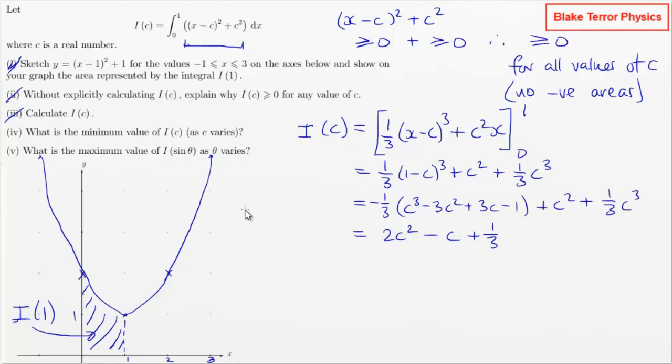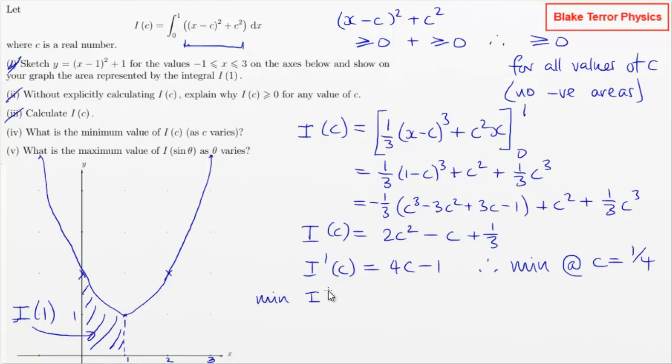What is the minimum value of I of c as c varies? Right, so this is our I function of c. So let's differentiate that. And we will get 4c minus 1. Therefore, we get a minimum at c is equal to a quarter. So the minimum I as a function of c is equal to I of a quarter, which is equal to 2 divided by 16, so an eighth, minus a quarter, plus a third. So that is going to be a third minus an eighth. So we're going to have to go over 24 and say 8 minus 3 over 24. So that's 5 over 24.